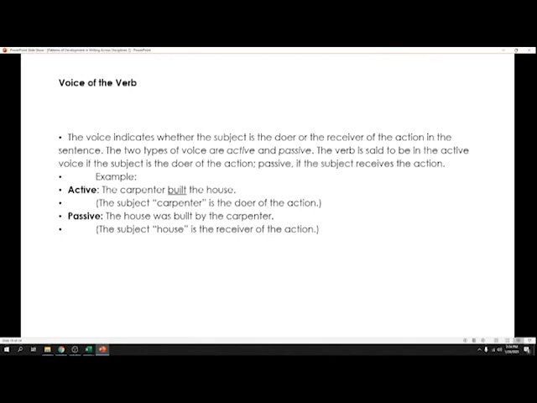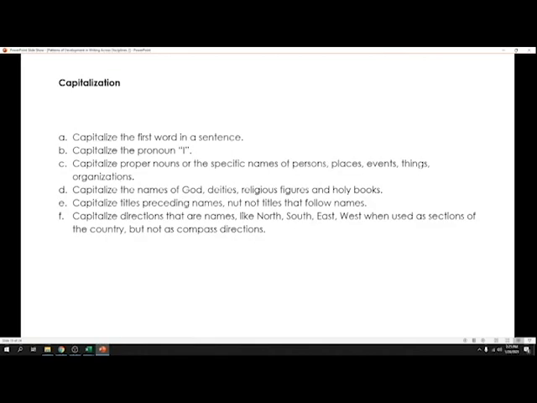Example, the carpenter built the house. So, ang carpenter dito is the doer of the action. Sino ba yung nagbi-build ng house? Diba yung carpenter? So, ang subject natin na carpenter here is the doer of the action. That is an example of an active. Passive naman, the house was built by the carpenter. Sino yung nagbi-build ng house? Diba? Yung carpenter. So, the subject na house is ang nagre-receive ng action na ginagawa ng carpenter. So, the house here is the receiver of the action na built. So, that is an example of passive.